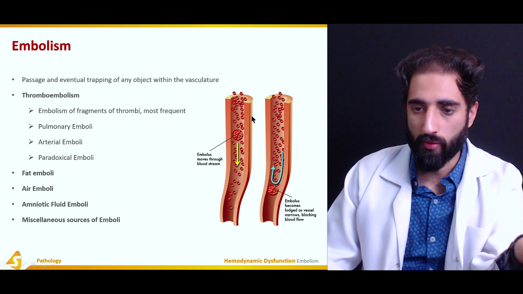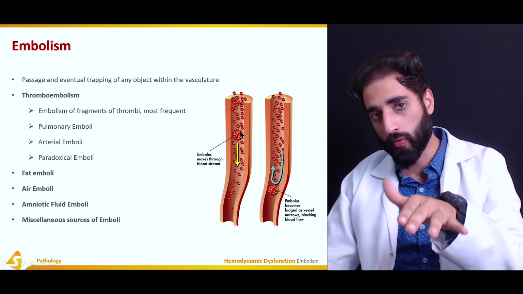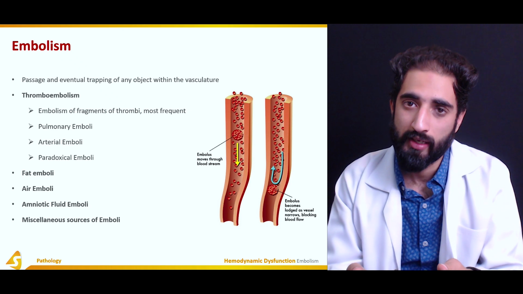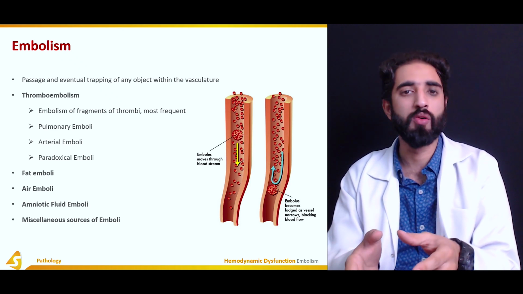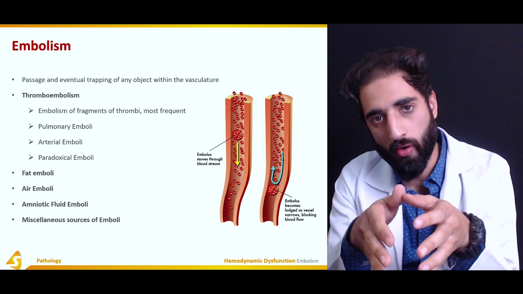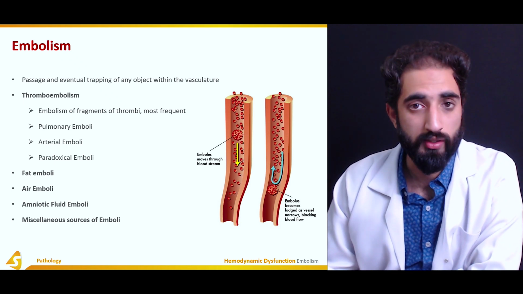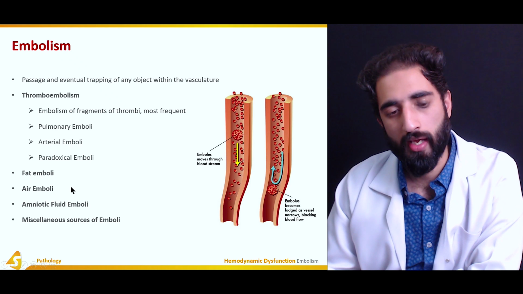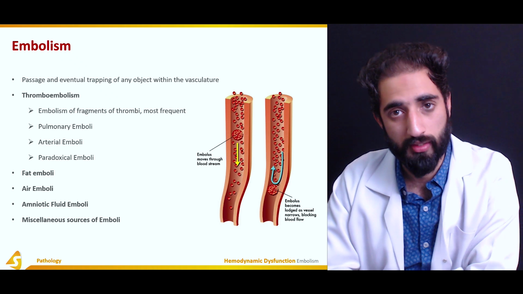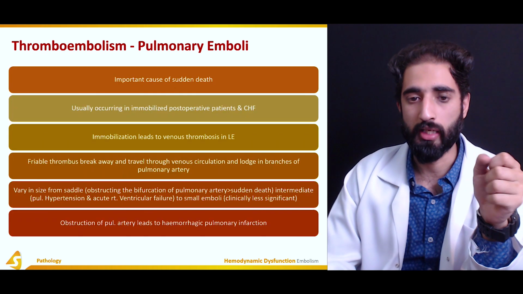And as you can see in this picture here, there is this emboli. What happens is that this emboli travels along with the blood circulation, and if we talk about arteries, they decrease in lumen size, they become arterioles and capillaries. So these thrombi can actually go into those smaller blood vessels and cause occlusion in them. So that's why they are dangerous. And the other types of emboli include fat emboli, air emboli, amniotic fluid emboli, and miscellaneous sources of emboli. So we are going to start off with thromboembolism, which is the most common.